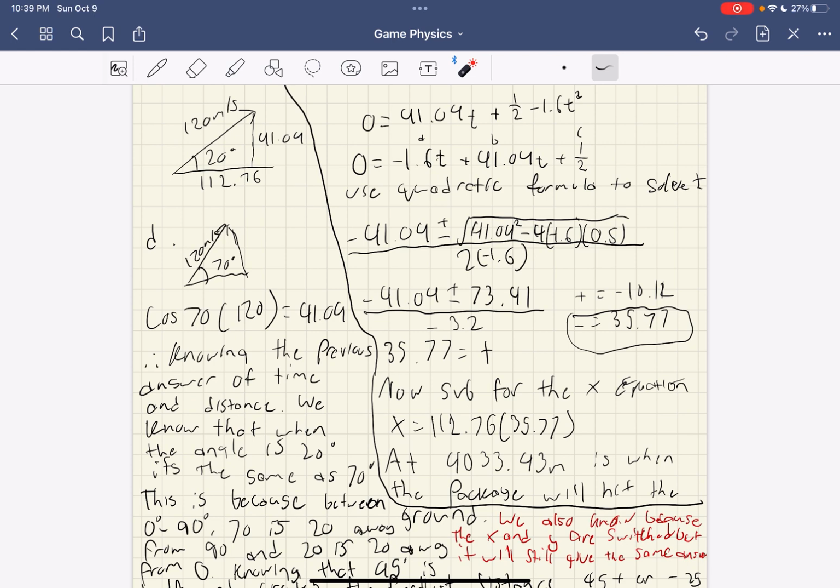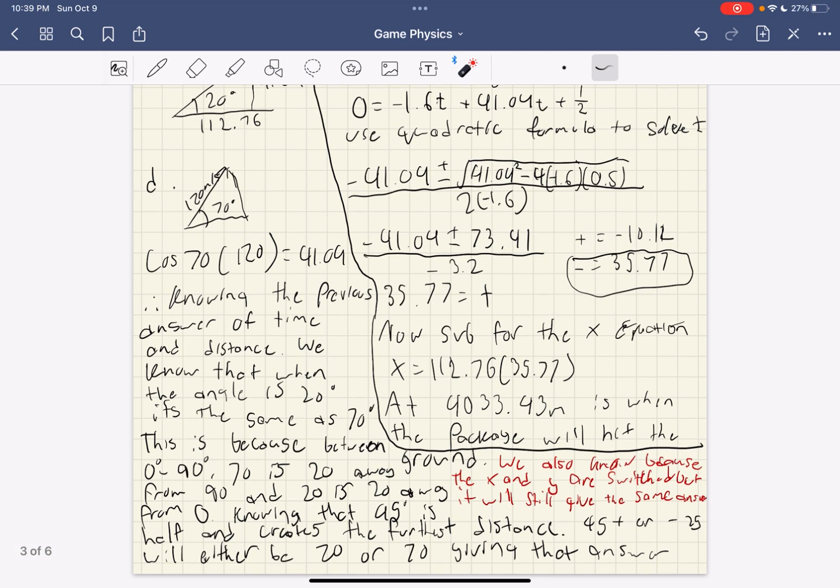35.77. Now subbing that in for x, we get 112.76 and 35.77. Multiply those together, and we get 4,033.43 when the package hits the ground.